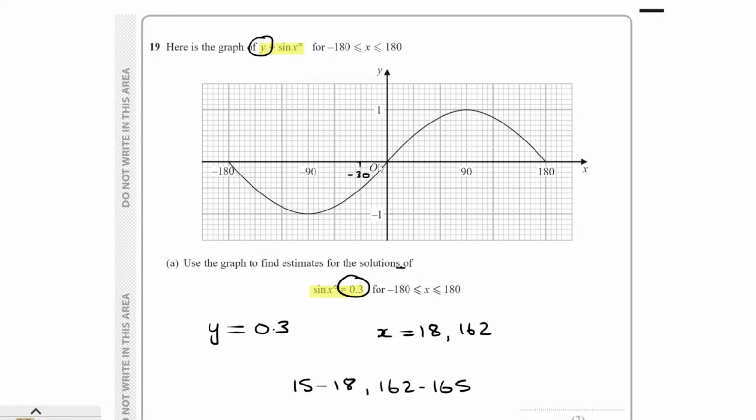Minus 6, 12, 18. So it's roughly here, isn't it? Somewhere there. This is just rough. 90 minus 20 is 70. We know that this is 60. About here. This one, which was 180. That was 150, wasn't it? So it would be 160, wouldn't it? About here.